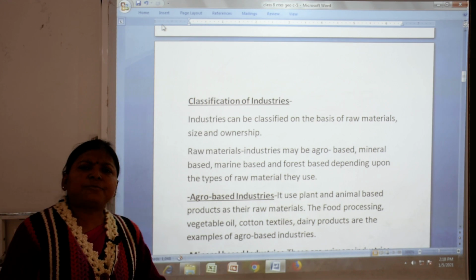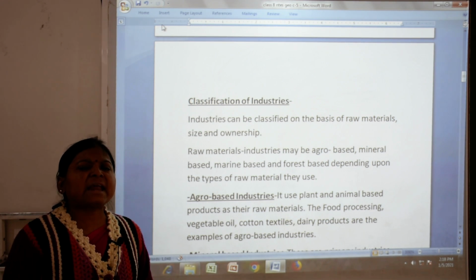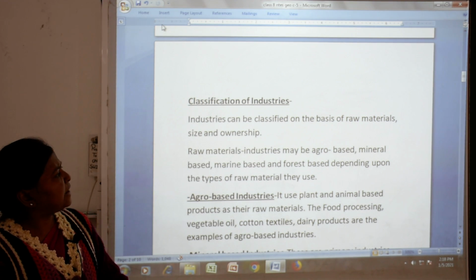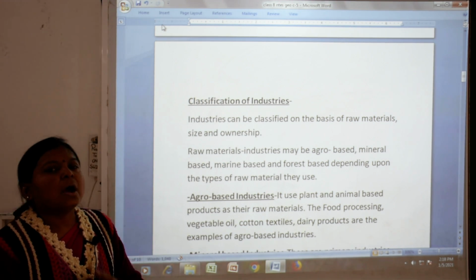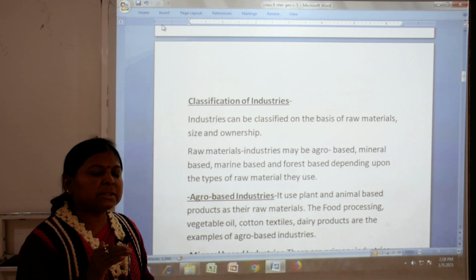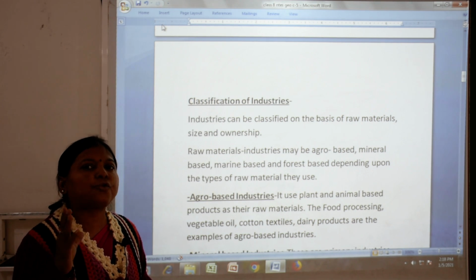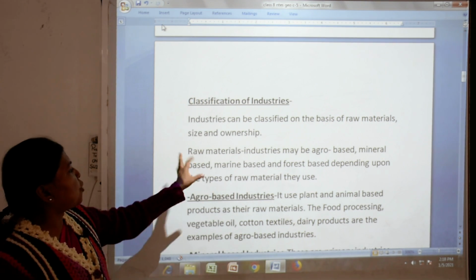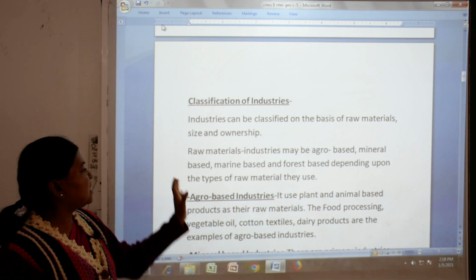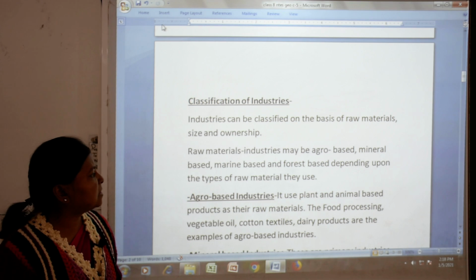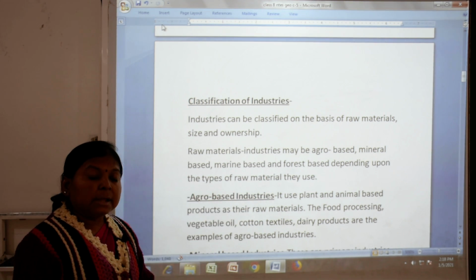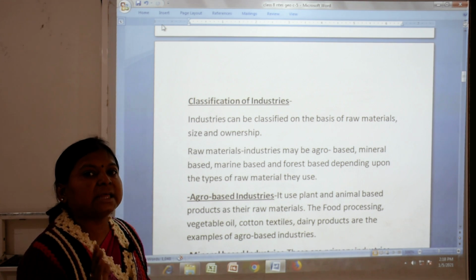Now, there are so many types of industries. So, how do we classify these industries? Industries are classified on the basis of raw material, size and ownership. First, we will study how industries are classified on the basis of raw material. Raw material industries are mostly agro-based industries, mineral based industries, marine based industries and forest based industries. They all depend on the different types of raw material they use.